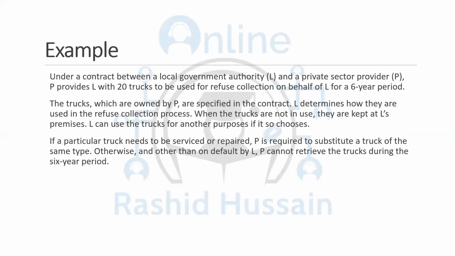So, under a contract between a local government, L, and a private sector company, P, P provides L 20 trucks to be used for refuse collection on behalf of L for a 6-year period. So L is basically a local government authority. They are leasing 20 trucks from P, which is a private sector company, for a 6-year period, which is the lease period.